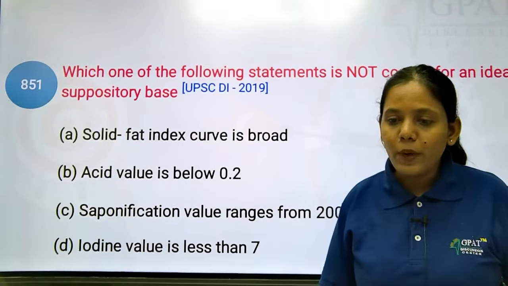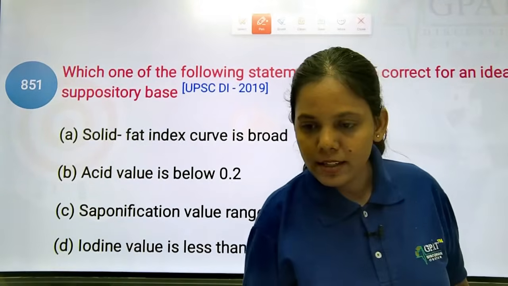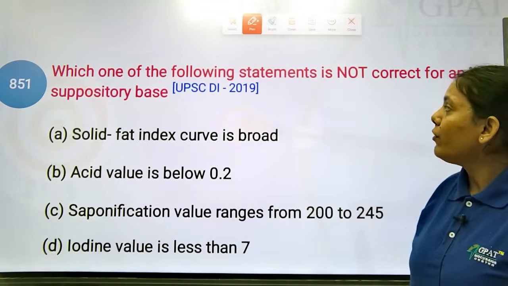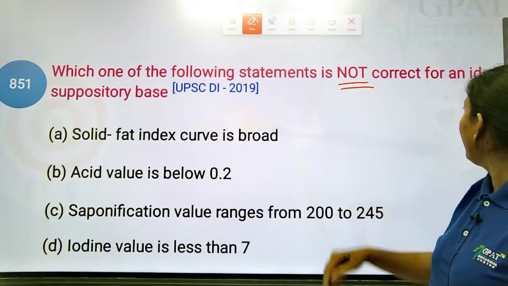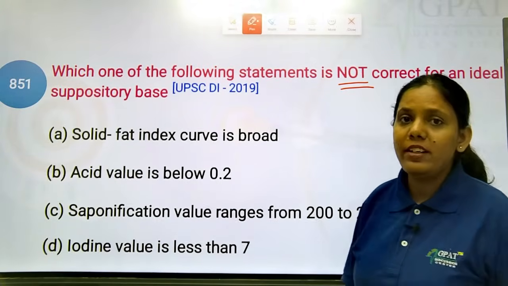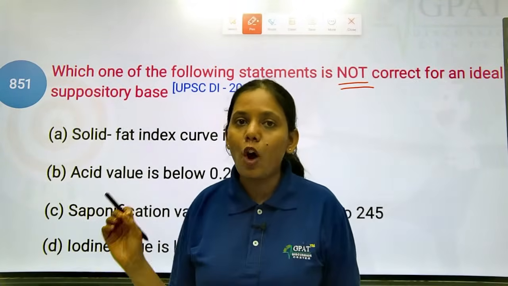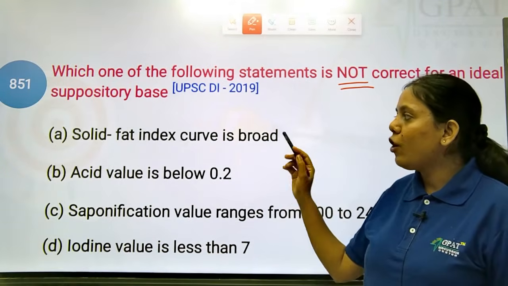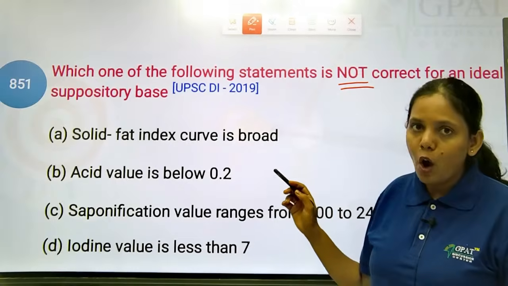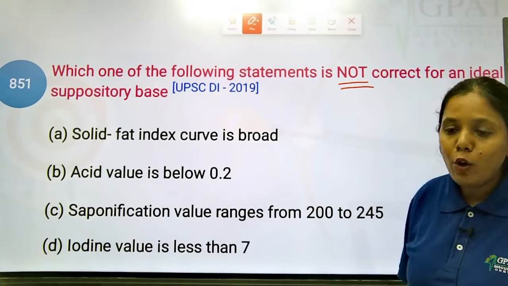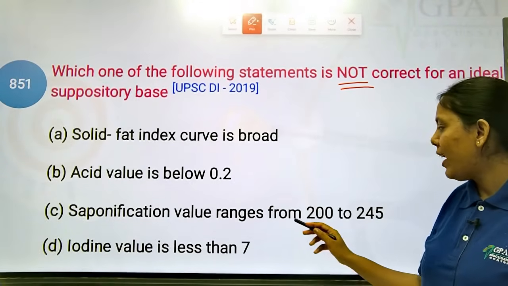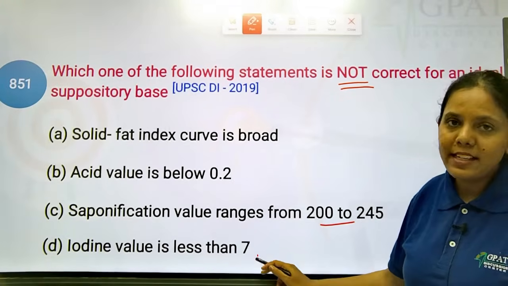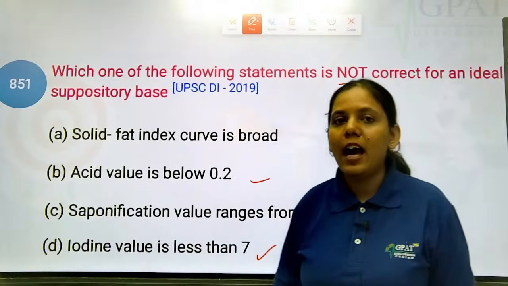So the first question is, I hope the screen is clear to all of you. Which one of the following statements is not correct for an ideal suppository base? Option A is solid fat index curve is broad. Acid value is below 0.2. Saponification value ranges from 200 to 245. Iodine value is less than 7. Basically, these three are correct.